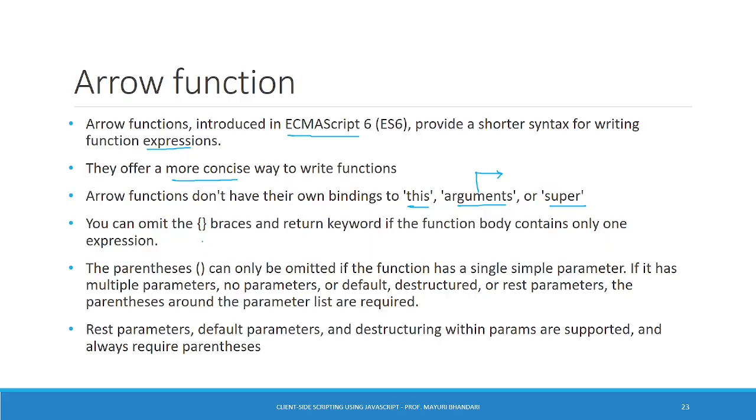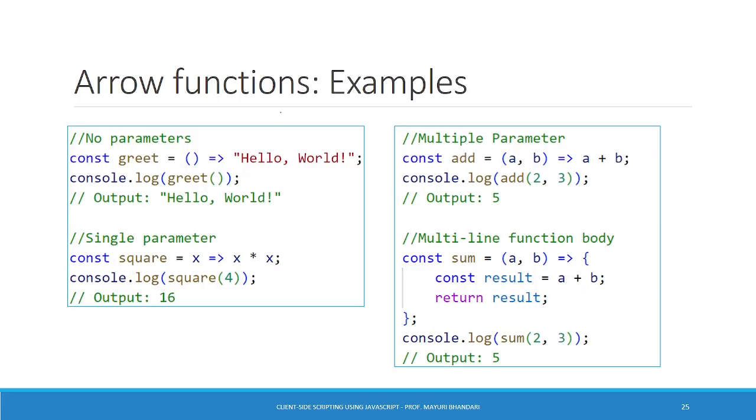Arrow functions provide a more concise syntax by omitting curly braces if there is only one statement, and we can also omit the return keyword if the function body contains only one expression. Parentheses around the parameters can also be omitted if the function has a single parameter, but if the function has multiple parameters, no parameters, default, destructured or rest parameters, parentheses are required. Let us see some examples of arrow functions.